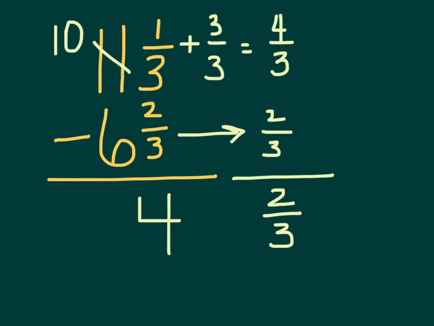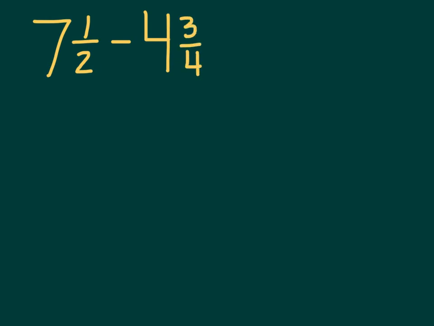How did you do? This will be the last one on your own, and it's going to be 7 and 1/2 minus 4 and 3/4. Go ahead and write this vertically, not horizontally, and try and solve it. Come back and I'll show you what to do.